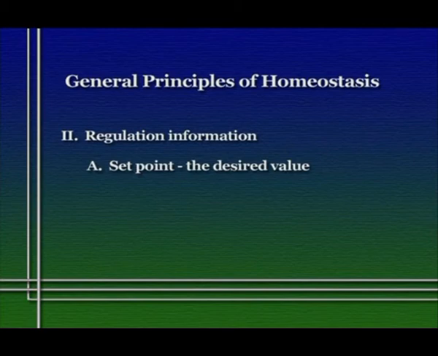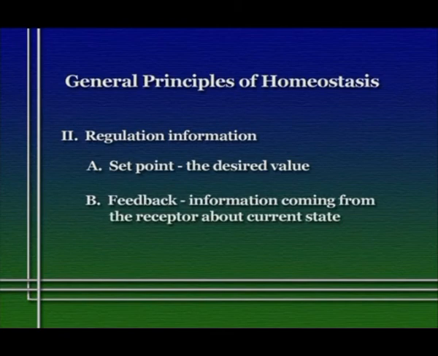The second term is feedback. Now, feedback refers to the information coming from the receptor about the current state of the parameter being controlled. In our car, feedback is the information about the present speed, and we get this from the speedometer.